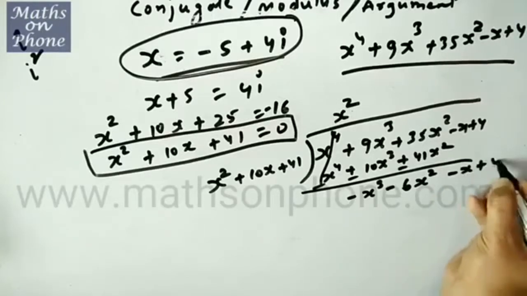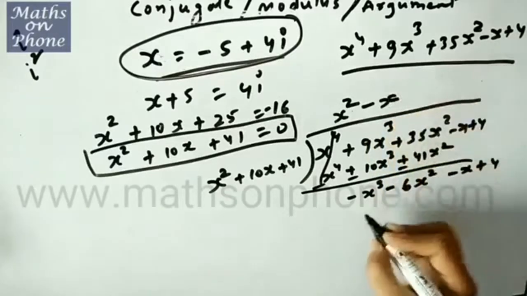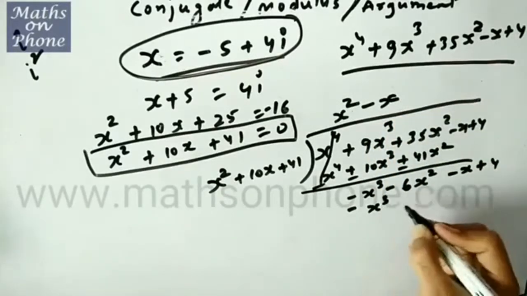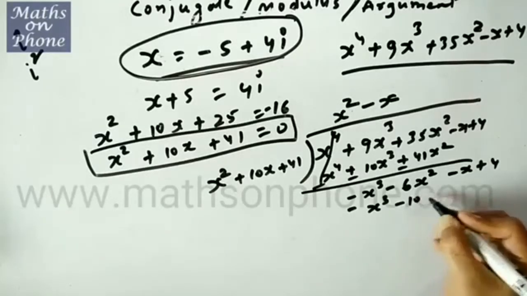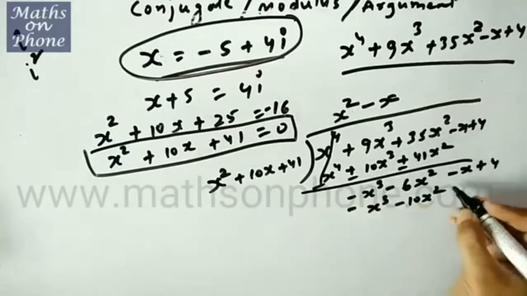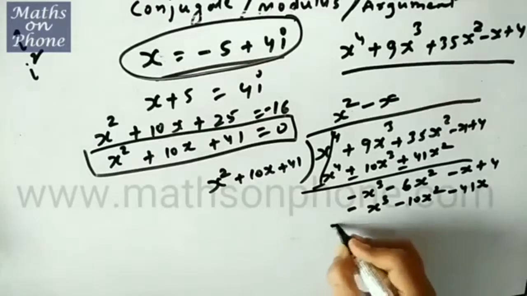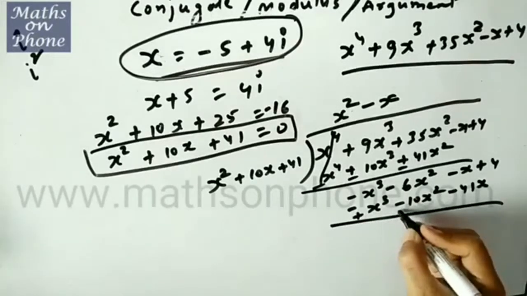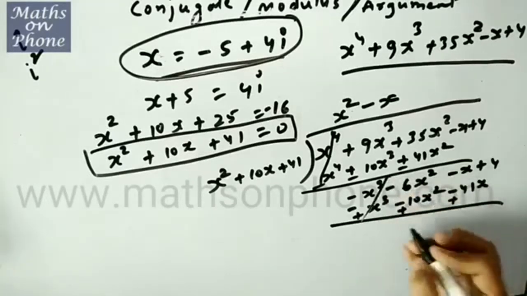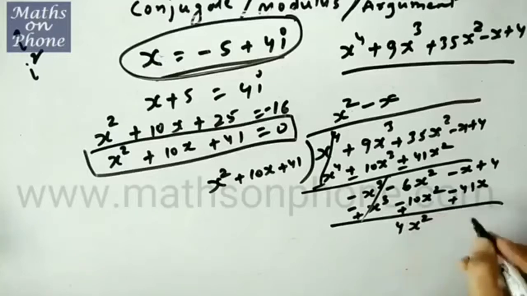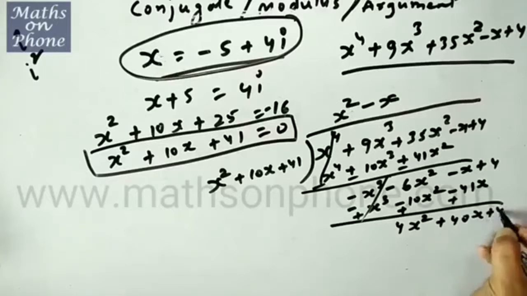minus x plus 4. Now we will multiply with minus x. So it will give you minus x cube, and this is coming out to be minus 10x square, and this is minus 41x. On subtraction, changing the sign, this is cancelled out. So we are just left with 4x square plus 40x plus 4.